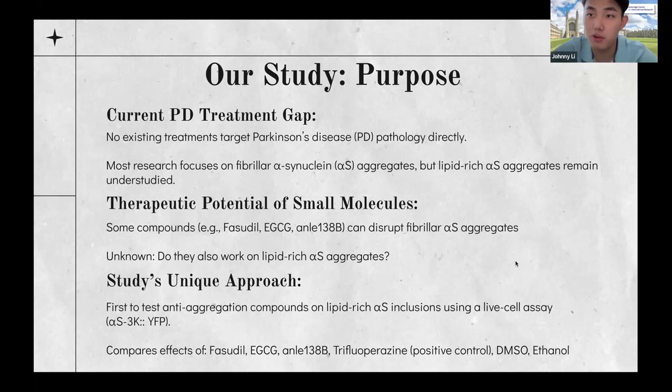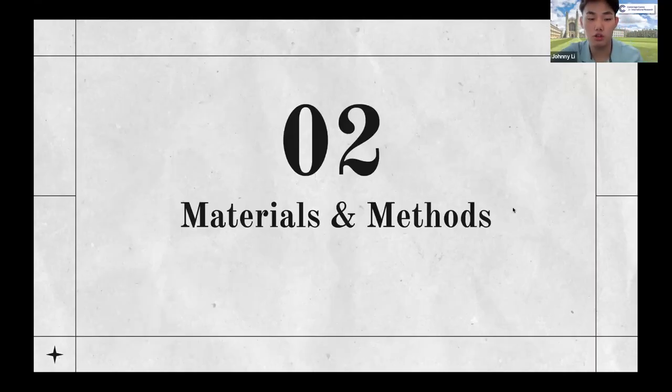And another compound we used, ethanol, actually increased the formation of alpha-synuclein inclusions. So essentially, this study is the first to systematically test anti-aggregation compounds on lipid-rich alpha-synuclein inclusions. So essentially helping us understand how different forms of alpha-synuclein might be targeted in Parkinson's disease. So now on to our materials and methods.